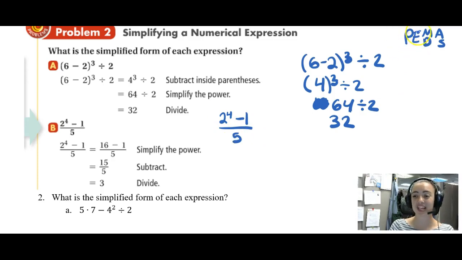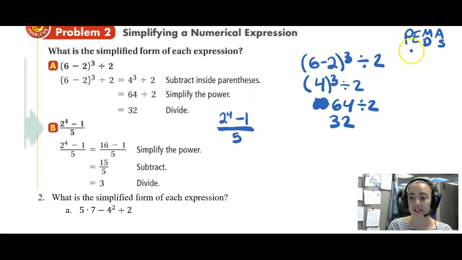So our first part is looking at our grouping symbols. I don't see parentheses, I don't see brackets, but I do see a fraction bar. That lets me know that I have to do everything in the numerator first, and then everything in the denominator, and then I can divide the two. So let's approach that numerator, that top part, first.